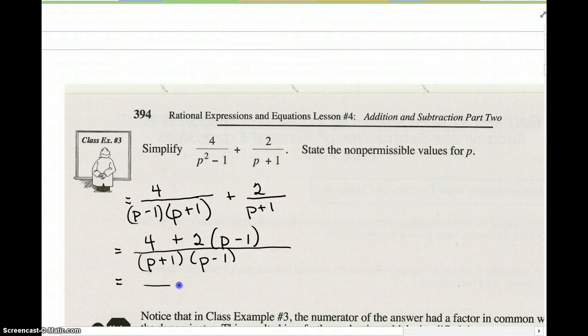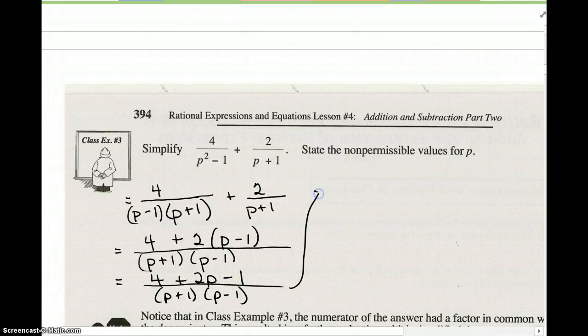Again, I will just rewrite the bottom, p plus 1, p minus 1, and then I will just multiply my 2 throughout the bracket in that second expression. I'm going to run out of room. Let's see, we got a 4 plus 2p.